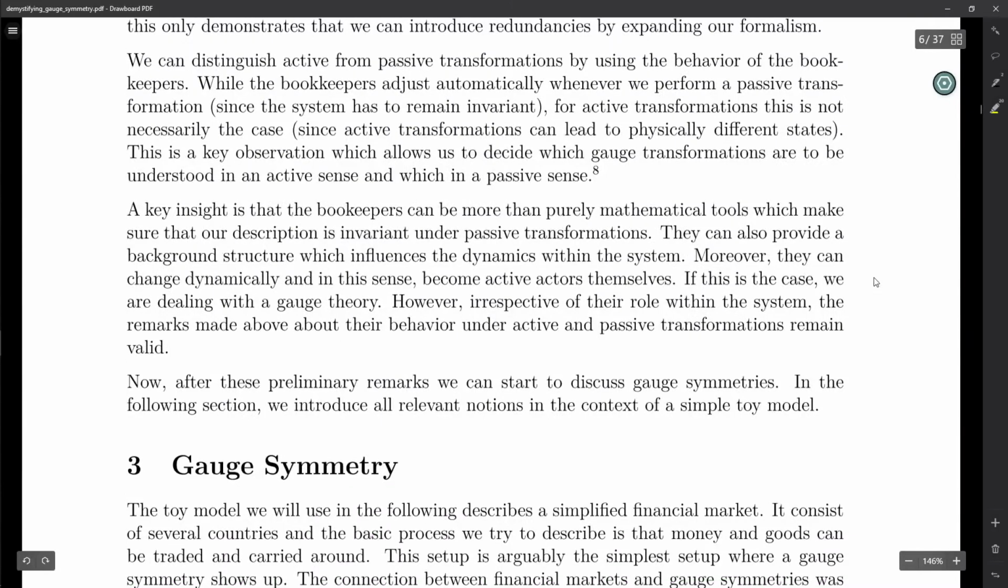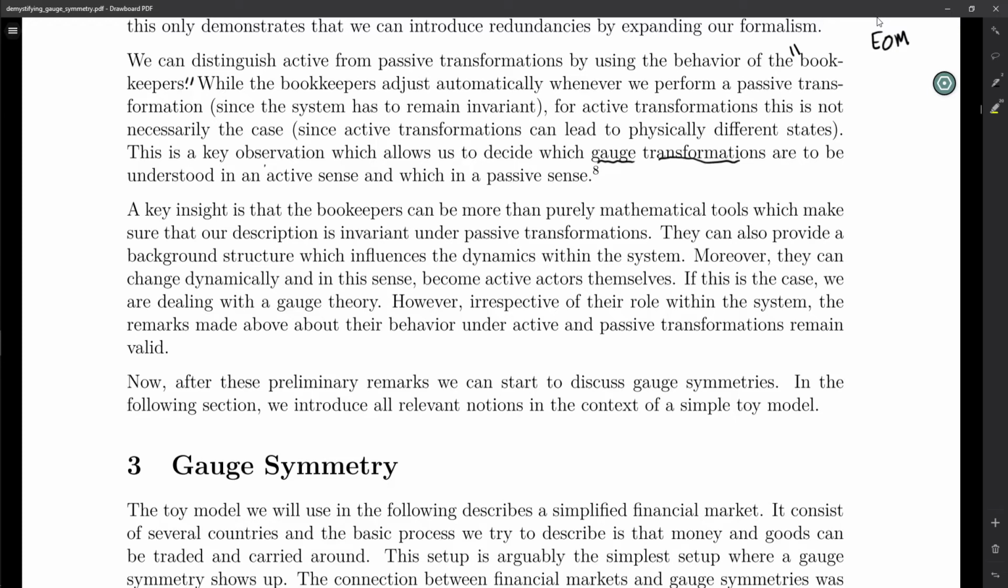So one way we're going to be looking at things is to distinguish active and passive transformations, because they have different consequences. The way we're going to do that is by using something called bookkeepers. This is not a technical term, mind you. We have these bookkeepers in the equation of motion. These are terms in the equation of motion. When we make a passive transformation, the bookkeepers have to change to make sure the equation of motion remains invariant as a whole. For active transformations, this needn't necessarily be the case because they can lead to different states. Again, I am not going to define this yet, but this is an important question as well, which we'll address.